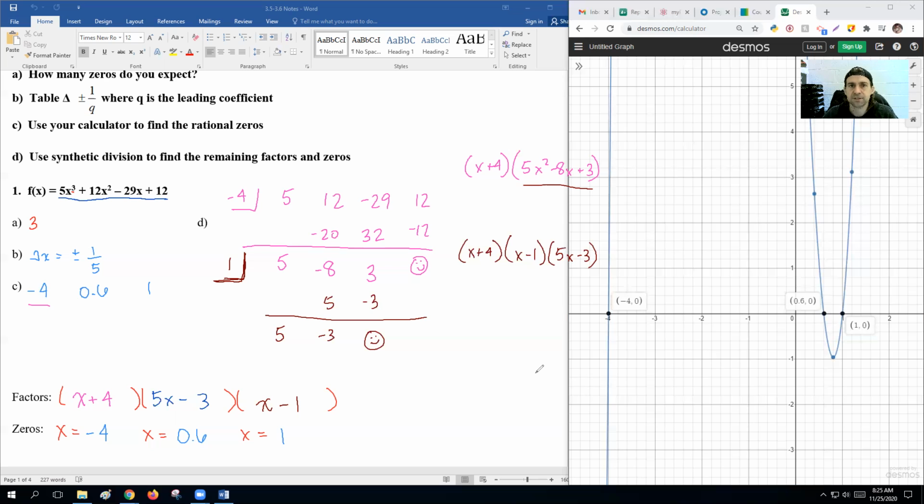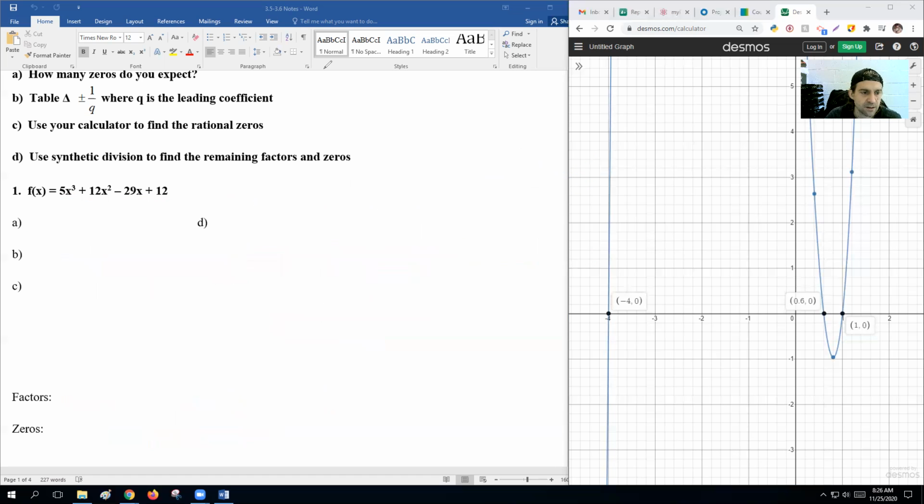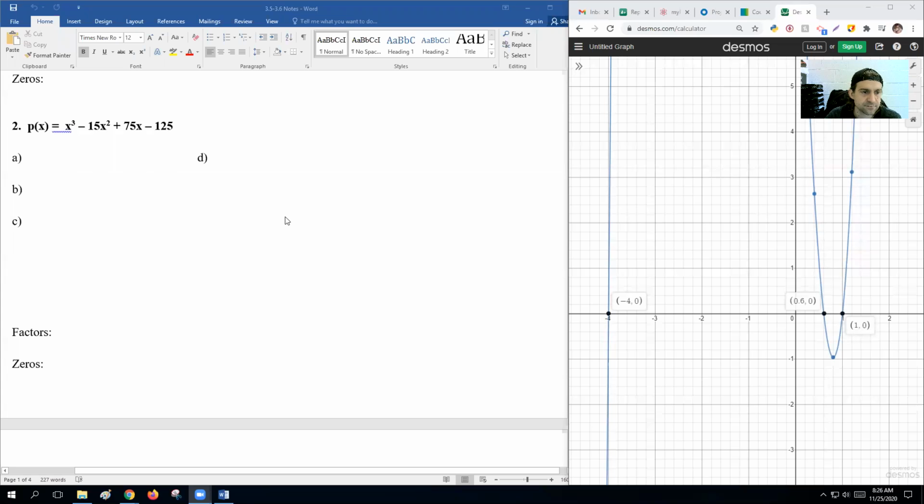Okay, so this one worked out perfectly because every single zero was a rational zero. We're going to go through eventually what happens if we don't have rational zeros for all those expressions. So let's clear out the drawings here and go to the next one here.